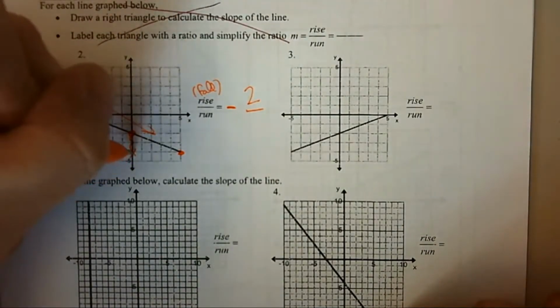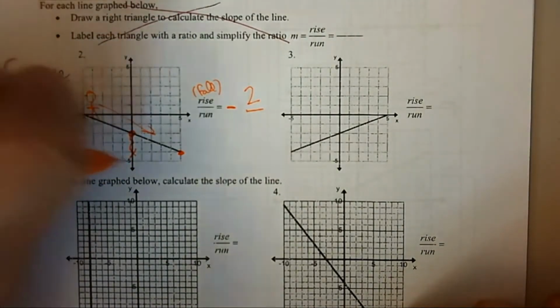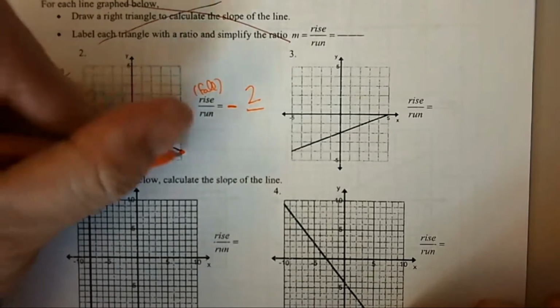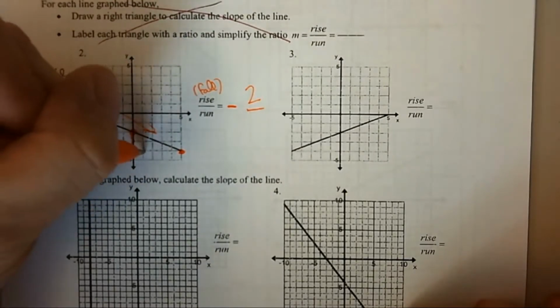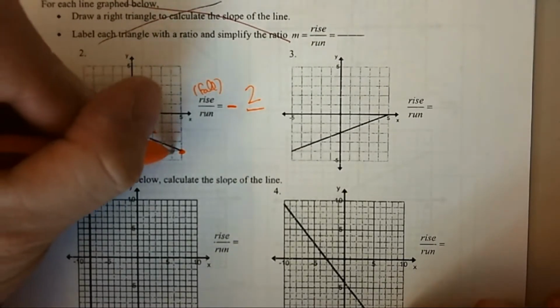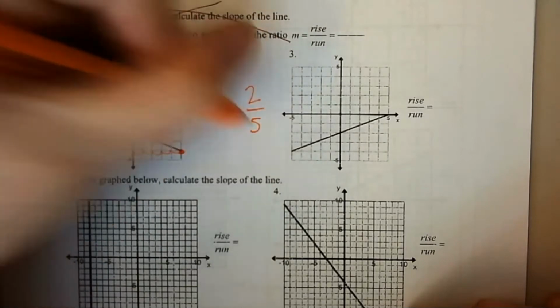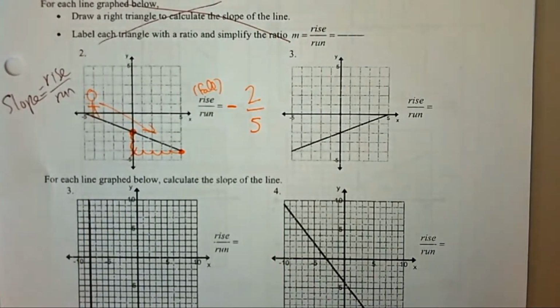And then I need to run. The run is your left to right movement. And to get to this point, you're going to have to run to the right. So 1, 2, 3, 4, 5. So you run 5 spots over. So my slope, I would say, is negative 2/5. And I do need to check to see if it reduces. It does not reduce, so I leave it that way.